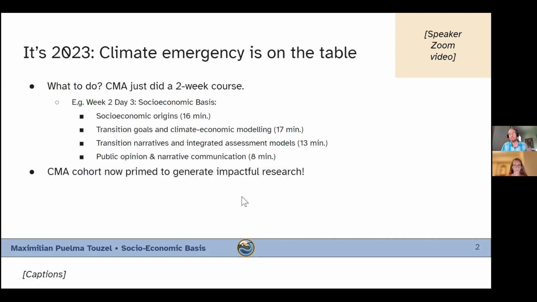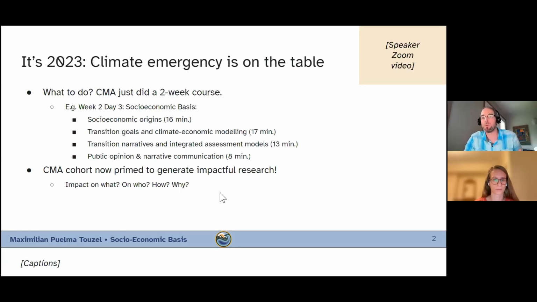Okay, so now that the cohort has come out of the course, you have all these computational skills. And so the idea is now you're primed to do impactful research. But now this is the question. Impact on what? What does impactful research mean? On who? Which populations? How? How will you do it? And why? What are the values inside you, or what are your motivations that lead you to want to take on an applied research project in climate science?